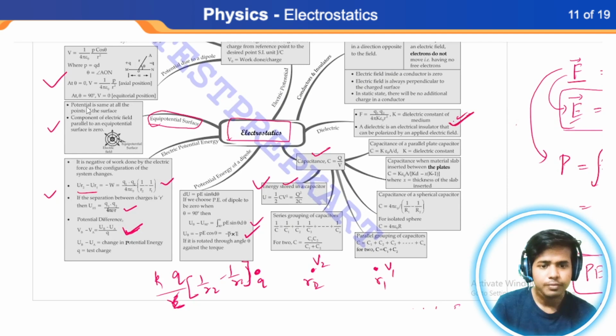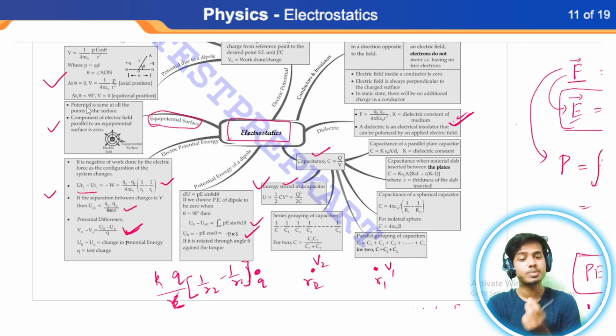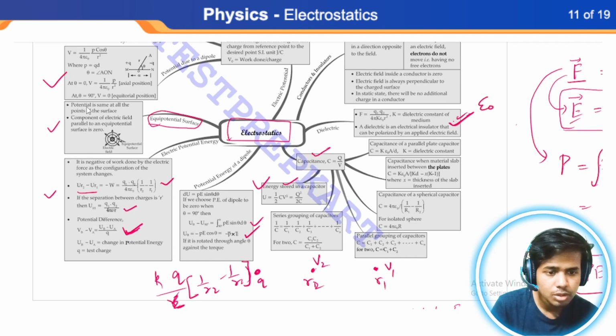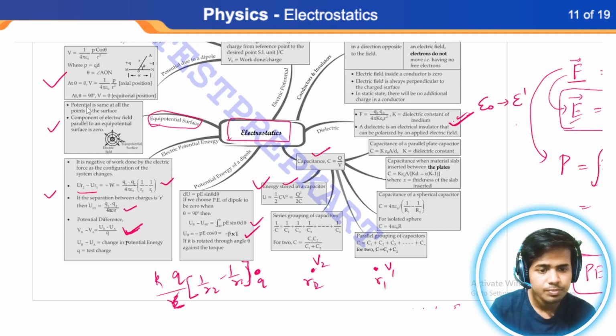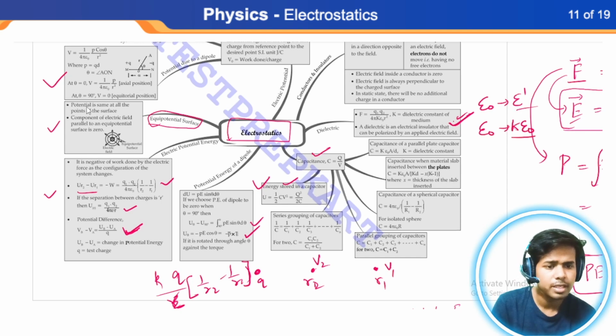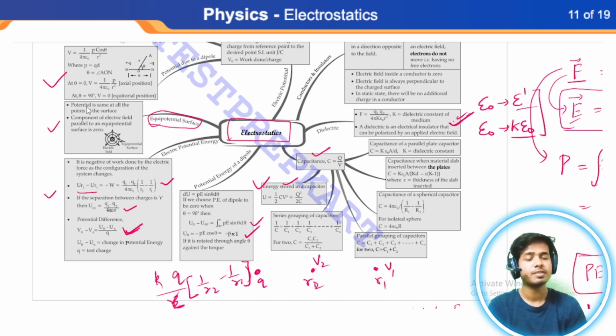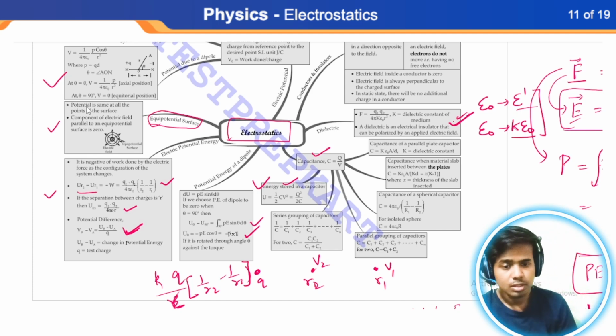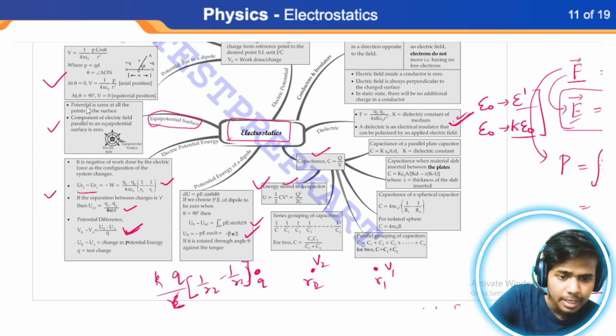Yes, of course, you just have to replace epsilon naught with epsilon dash, or replace epsilon with K epsilon naught. It is just the same thing. It is equal as per the definition of dielectric constant. So that is the dielectric and capacitance of the parallel plate capacitor.